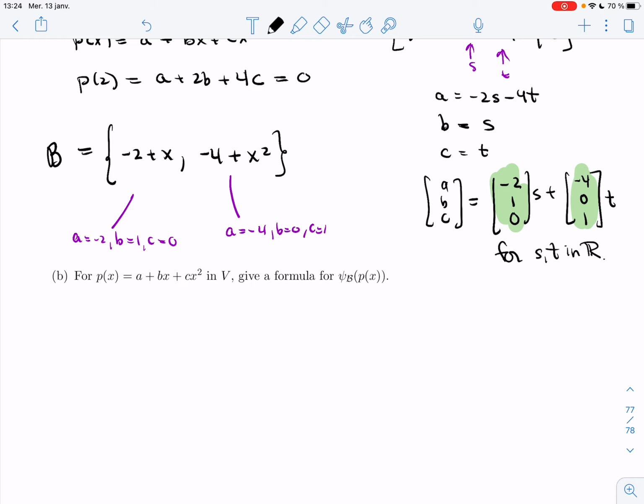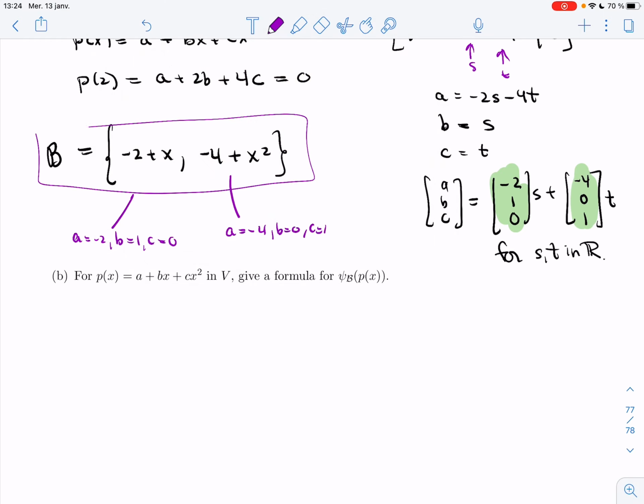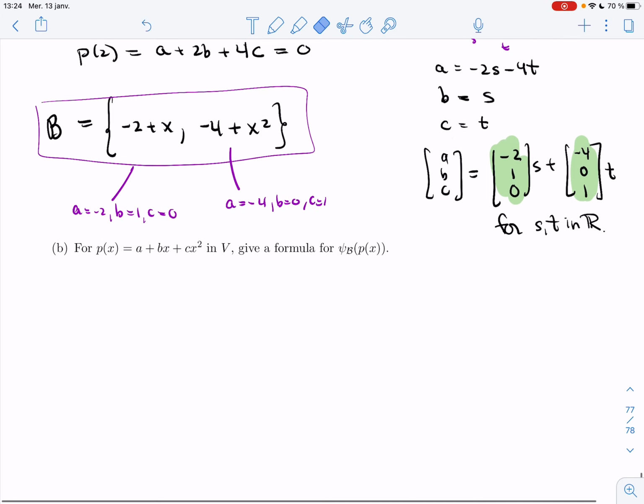All right, so here's my basis. Notice that if I actually started with ax squared plus bx plus c, I would get a different basis. I like this one better, which is why I flipped it that way, but it would be as right to do it the other way. All right, so let me take some random polynomial in V. I want to give a formula for psi B, so for its coordinate vector.